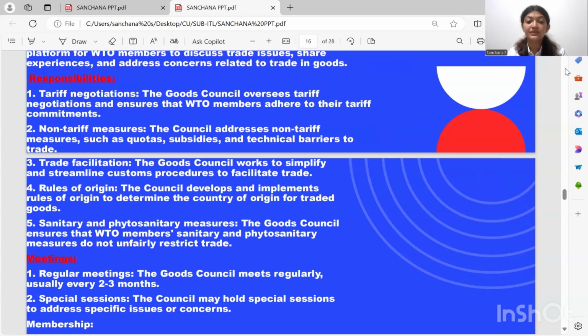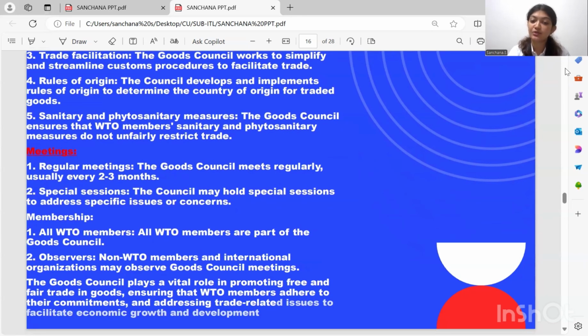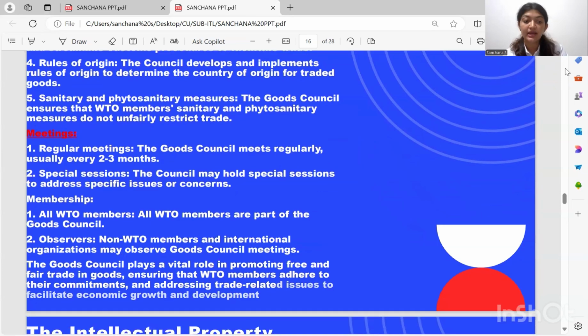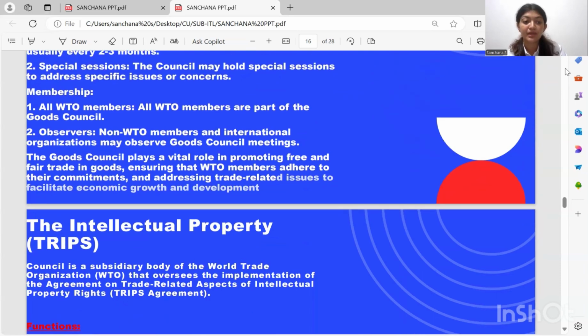of origin, and sanitary and phytosanitary measures as mentioned. Meetings of the Goods Council: regular meetings happen every 2 to 3 months. Special sessions to address special issues and concerns might happen. Membership: all WTO members are part of the Goods Council. Observers: non-WTO members and international organizations may observe Goods Council meetings.